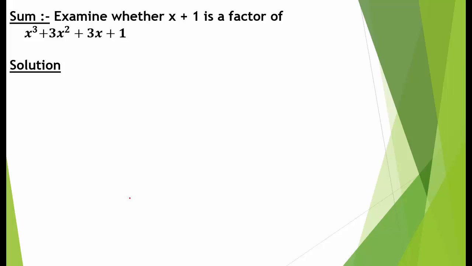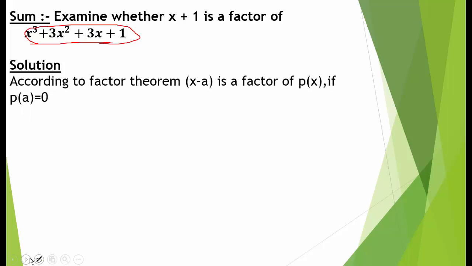examine whether x plus 1 is a factor of this polynomial. Now, you know that according to the factor theorem, x minus a is a factor of p(x), meaning this polynomial, if p(a) equals 0. Here, comparing this with x minus a, you will get a equals minus 1, and we find the value of this polynomial at minus 1.